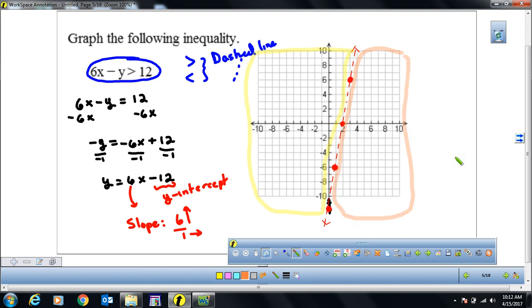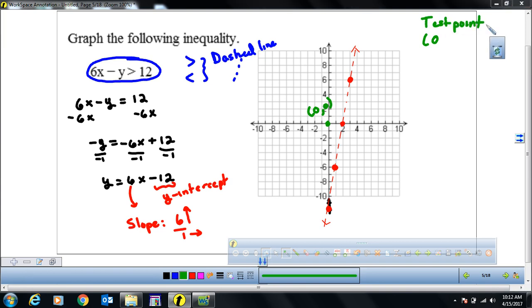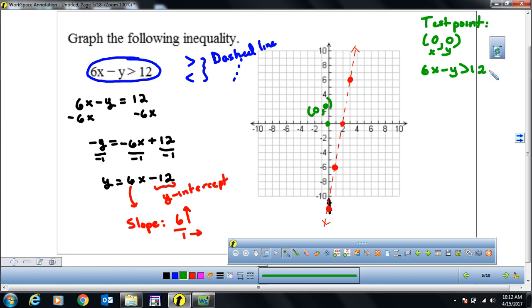Okay, so what we need to do is use a test point on each side, whichever one you want, and substitute it into the original inequality and determine if it's true or false, just like we did in another section on inequalities. So on the left side, I'm going to use my test point, and I always recommend using the test point 0, 0 if you can use it. Okay, so I'm going to substitute 0, 0 as my test point. So that means that x is 0 and y is 0, right? So we're going to replace the x with the 0 and the y with the 0 in this original inequality.